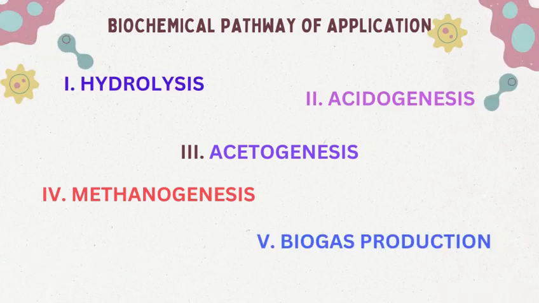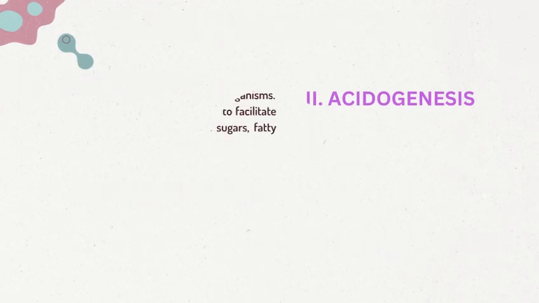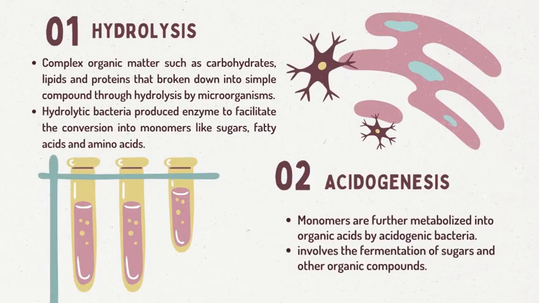Next, we are going to go through the biochemical pathway of applications of Methanococcus production of methane. There are 5 steps involved, which are hydrolysis, acidogenesis, acetogenesis, methanogenesis, and lastly biogas production. Now, we're going to look into the processes one by one.